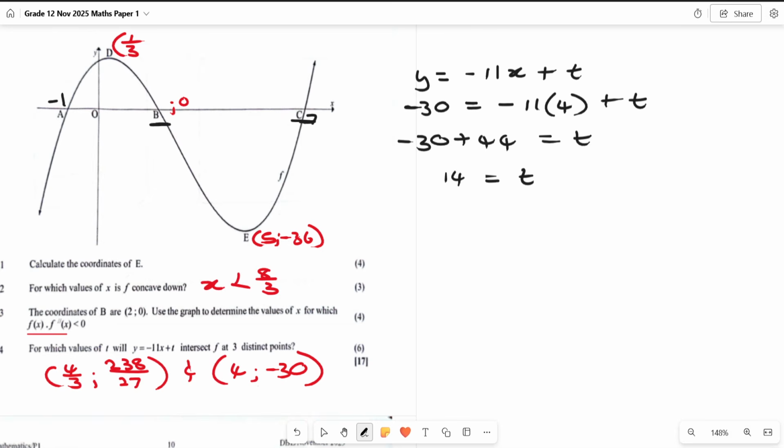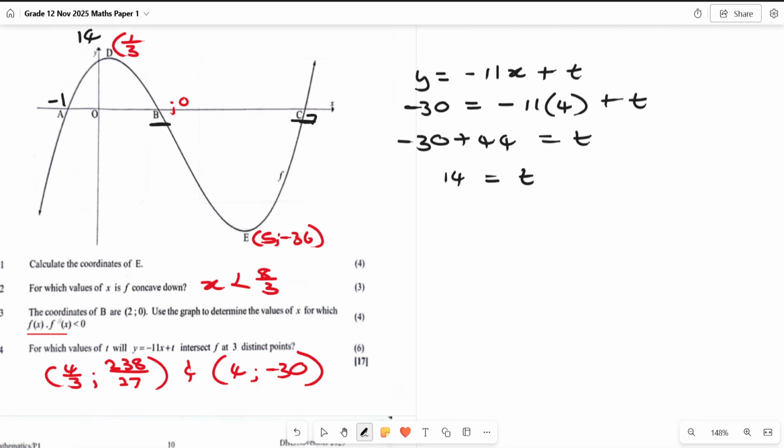But guys, what is t? When you look at the straight line, t is the y-intercept. For the y-intercept, you let x be 0. So that means one value of t here is going to be 14. And then let's find out the other value when we substitute the other coordinate.